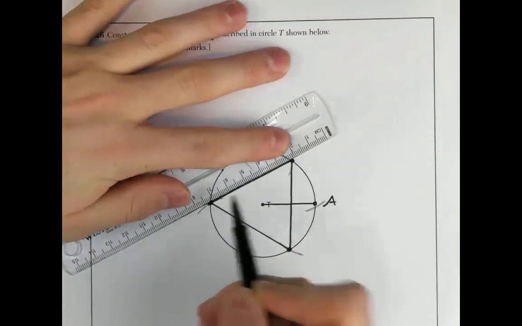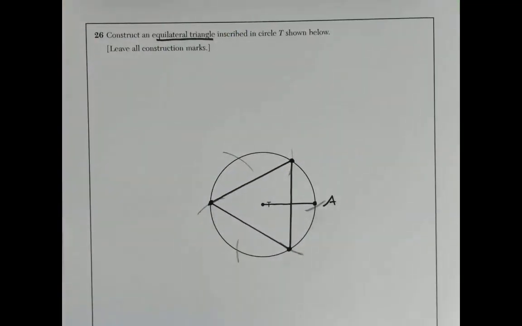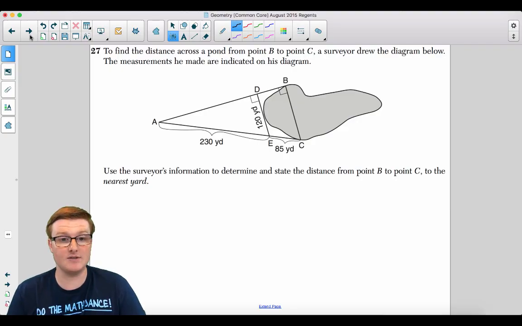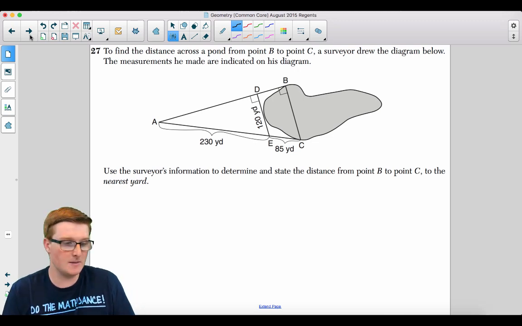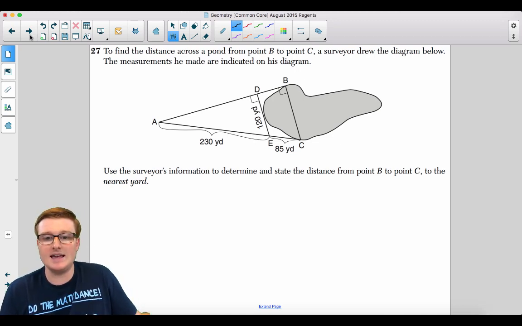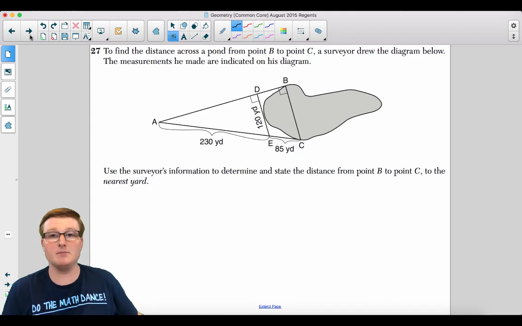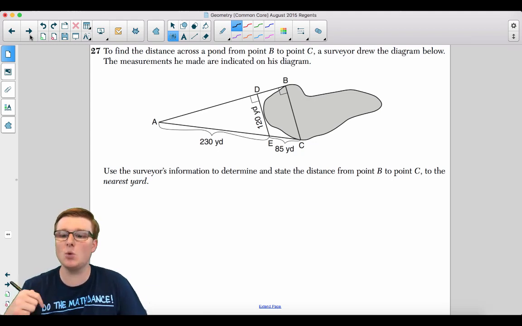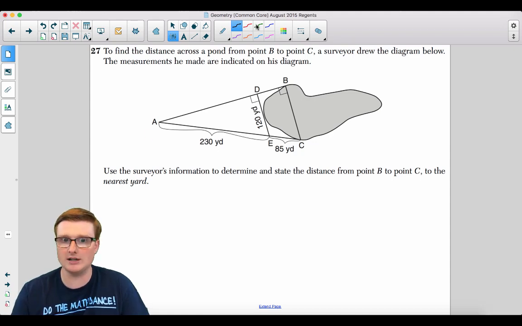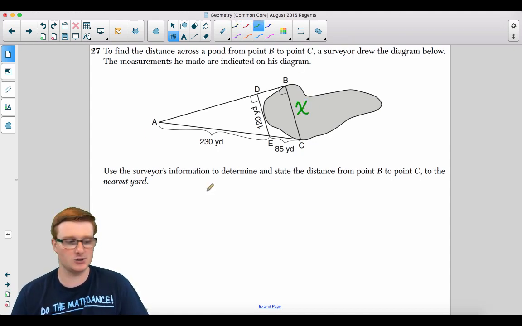And there you have the construction on how to construct an equilateral triangle. All right, next question. Okay, question number 27. To find the distance across a pond from point B to C, a surveyor drew the diagram below. The measurements he made are indicated in his diagram. Use the surveyor's information to determine and state the distance from point B to point C to the nearest yard. So that's going to be my X.